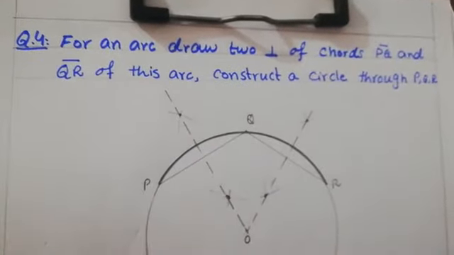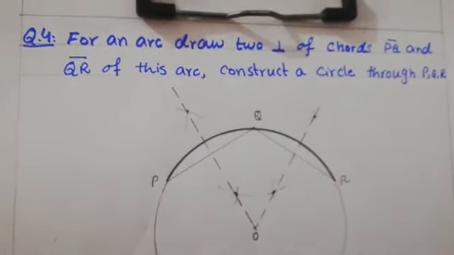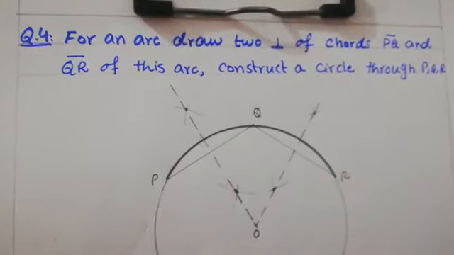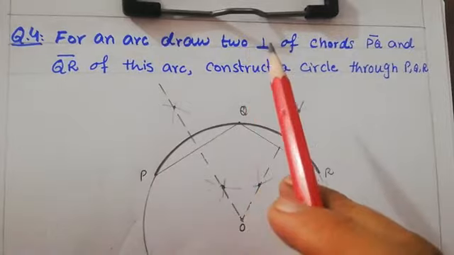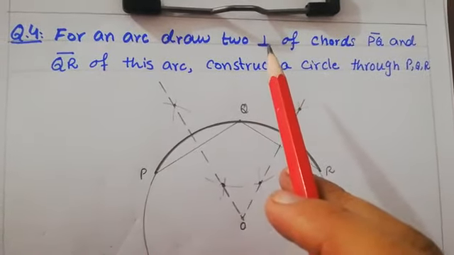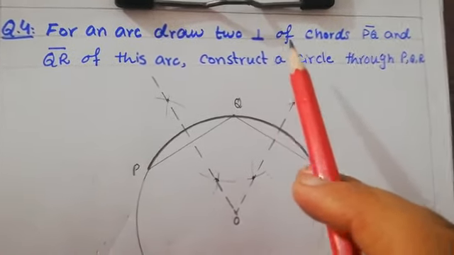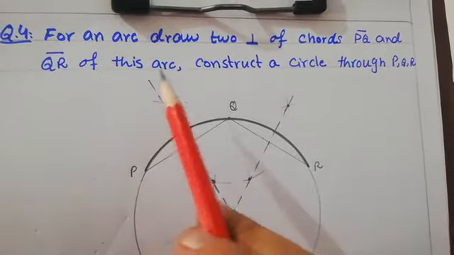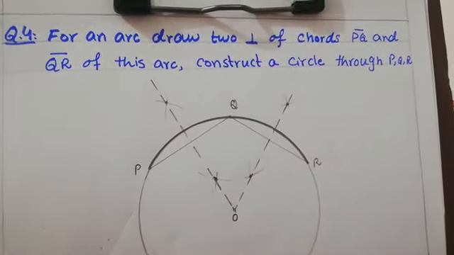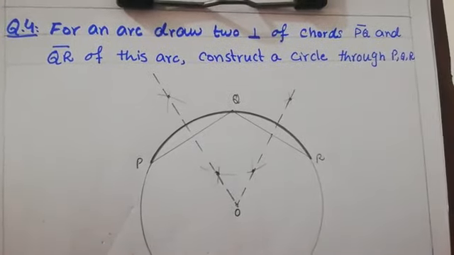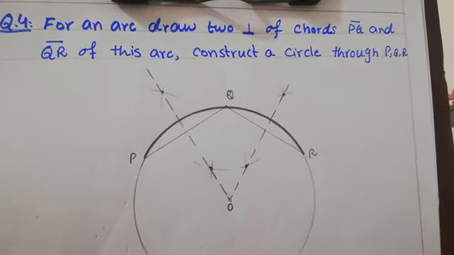After question number 1, my dear students, now we will do question number 4 of exercise 13.1. Question number 4 says: for an arc, draw two perpendicular bisectors. This is the symbol of the perpendicular bisector of chords PQ and QR of this arc. Construct a circle through P, Q and R. My dear students, this question is a little bit different from the previous one.